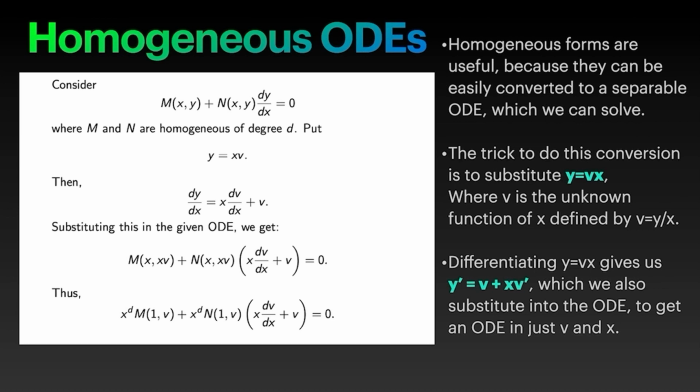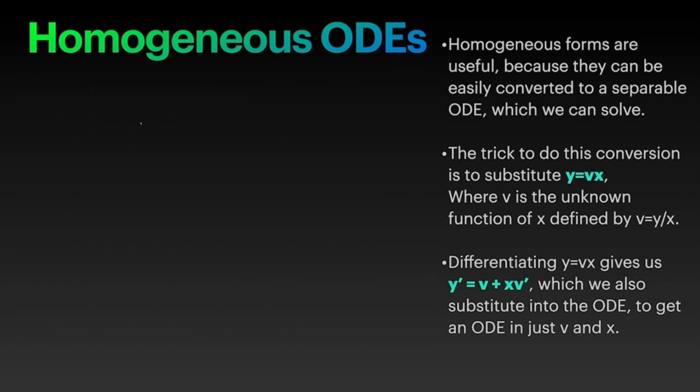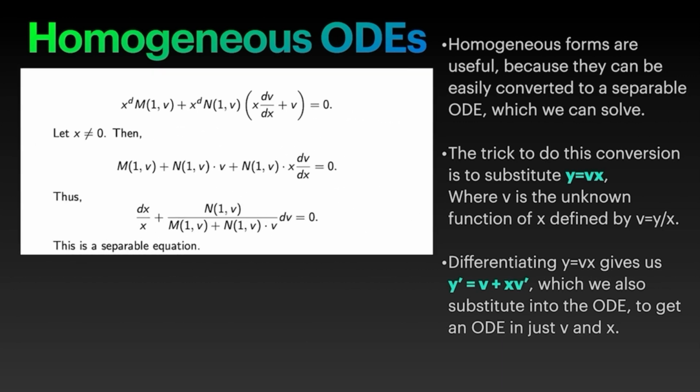Now we let x not equal to 0 and divide the whole equation by x power d. And now this is a separable differential equation. So you just take the derivative of v to one side of the equation, multiply the equation by dx, divide by x, and divide by m of 1 comma v plus v into n of 1 comma v. And there you go, you've separated the x-dependent parts and the v-dependent parts.